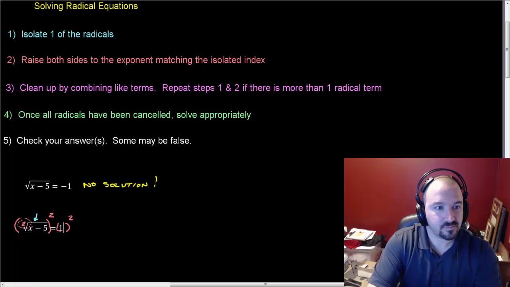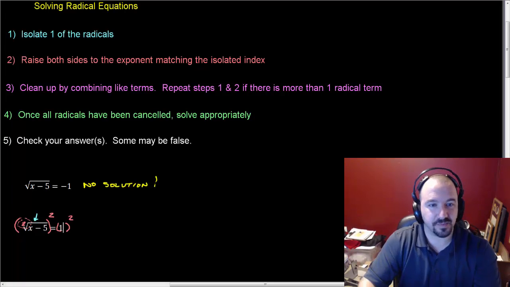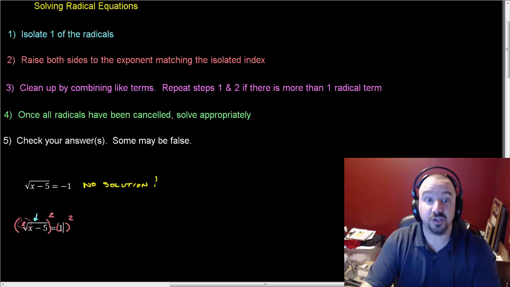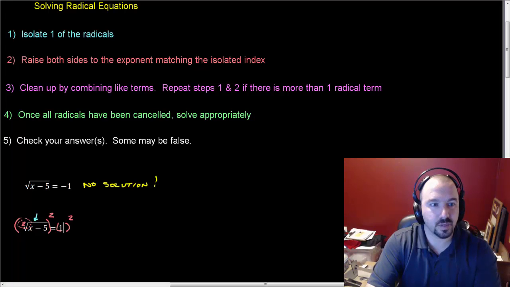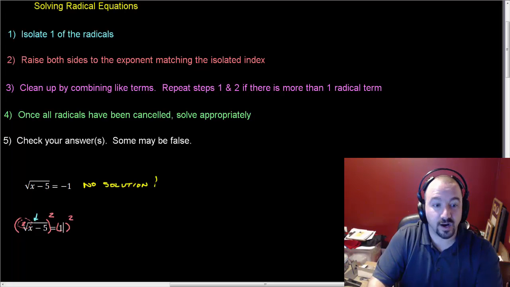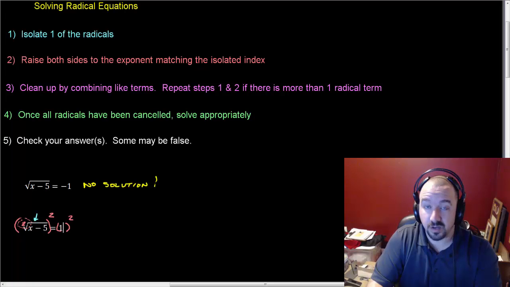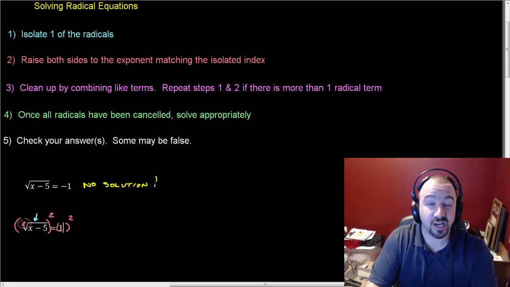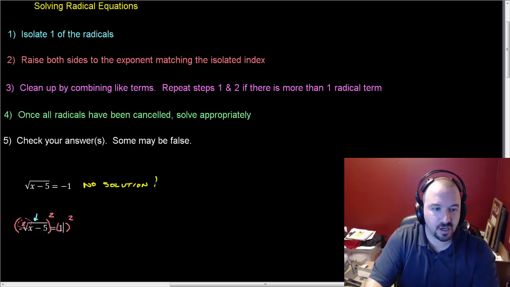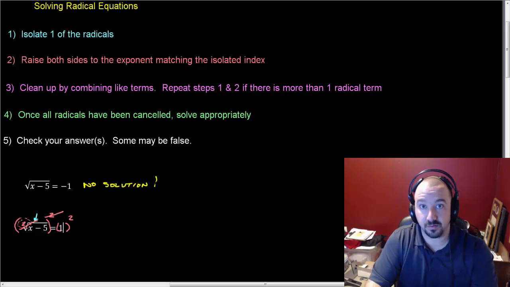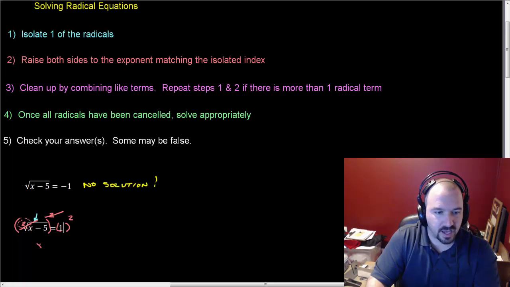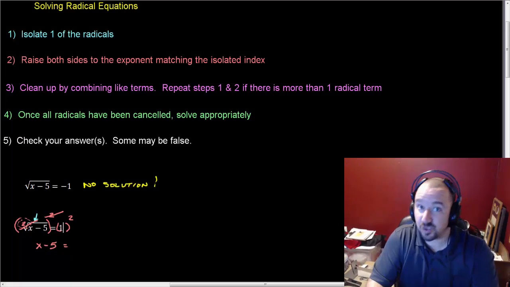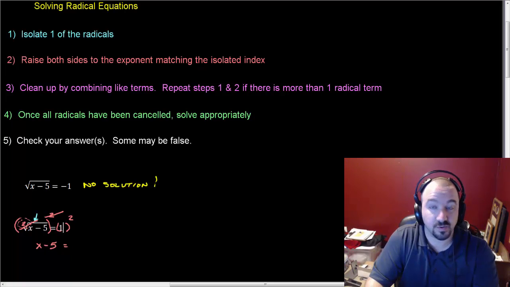So now we come up into step 3. We're going to clean up, so we have to do the thing. So when we do the thing, the square of a square root, these 2 things are effectively opposites, if you want to think of it this way. They are inverse functions of one another. They cancel each other out. We're left with x minus 5. On the other side, we would have to square this side. And so this is going to be 1 squared to give us 1.